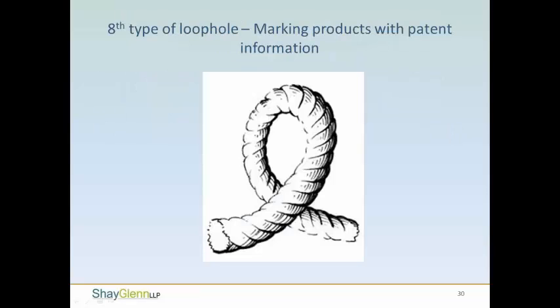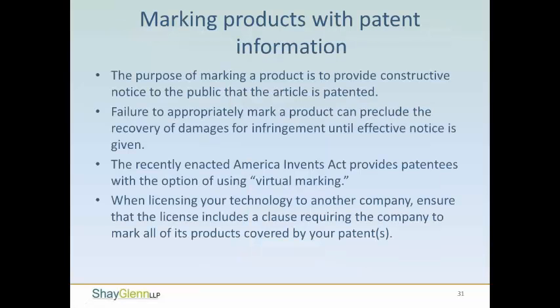And so the last type of loophole I wanted to cover is marking products with patent information. The purpose of doing this is to provide what's called constructive notice to the public that the article is patented. And if you fail to do this, you can preclude recovering damages for infringement until effective notice is given. An effective notice is basically writing a cease and desist letter to a competitor saying, stop infringing your product. And you really don't want to limit yourself to damages going back to just the date of that letter. You want to collect damages going back to actually the date when your patent had issued.